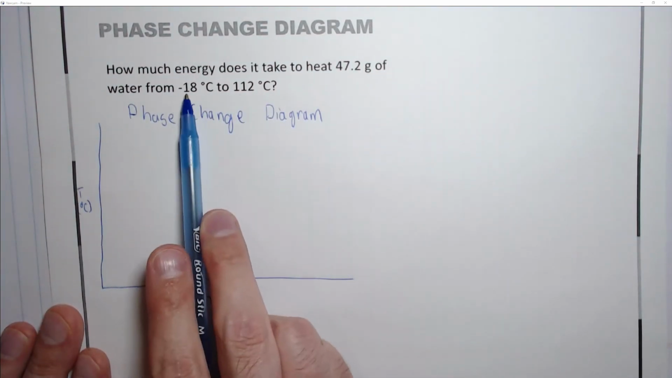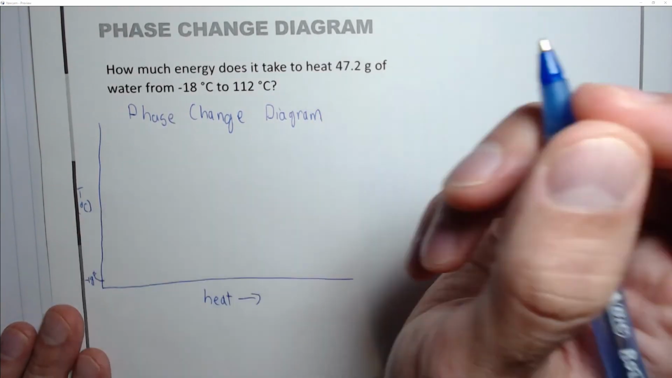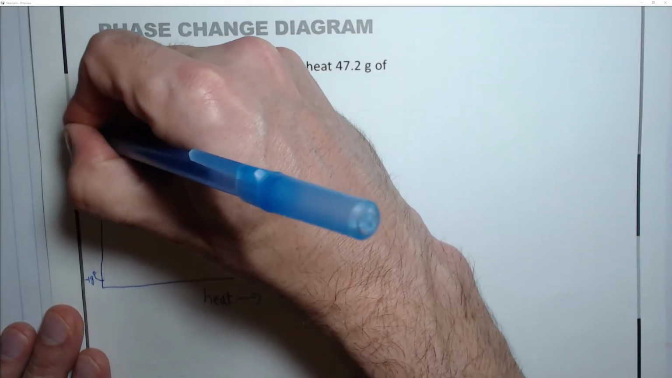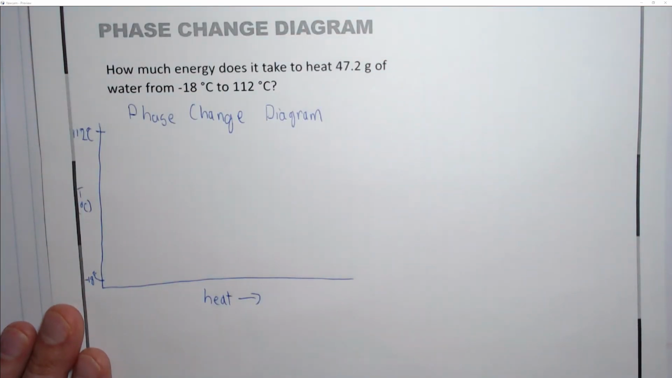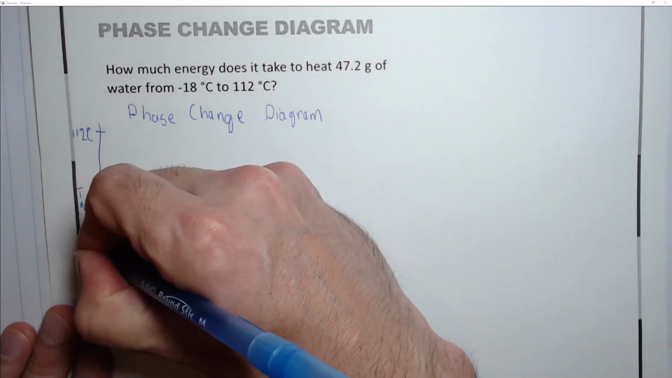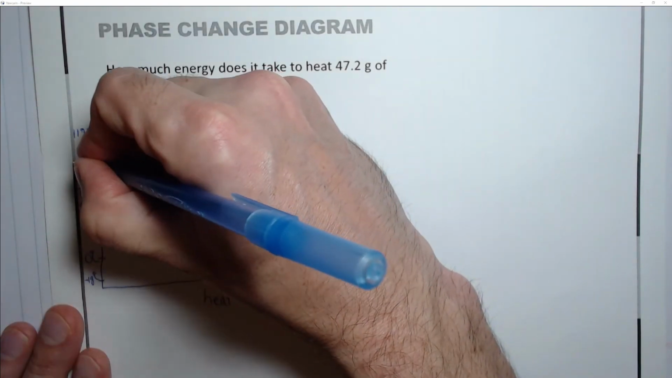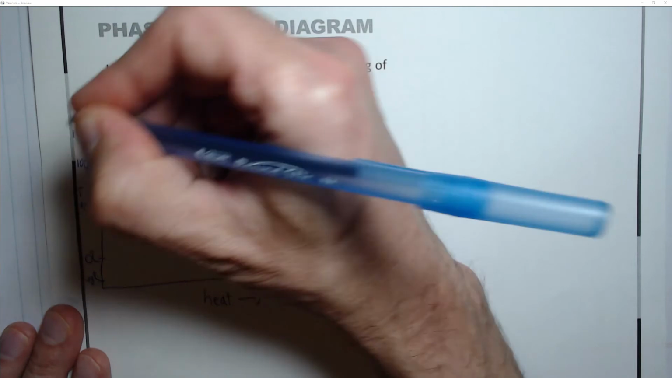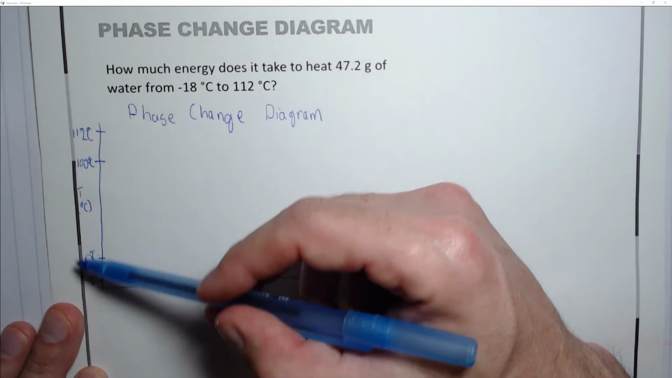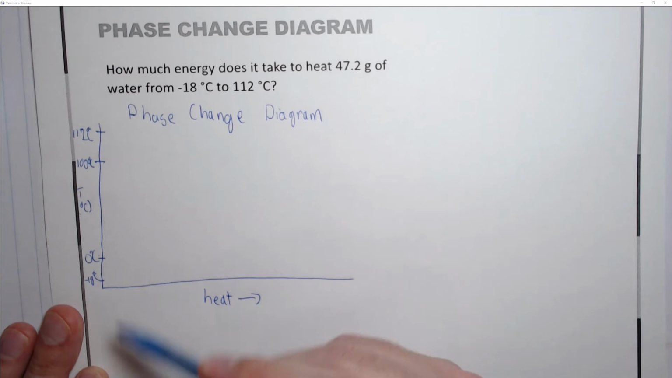Now we want to write our 2 milestones. So we'll start way down here at minus 18 degrees C. And we'll go all the way up to here to 112, I think. Yeah, 112 degrees C. And then we want to put 2 more milestones on our temperature axis. Okay, the first one is 0 degrees C, and the last one is 100 degrees C. And the reason these 2 milestones are important is because we need to have phase changes occurring at these temperatures, right? The melting point and boiling point of water are 0 and 100.